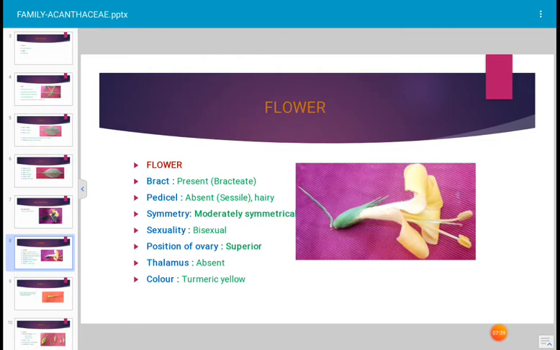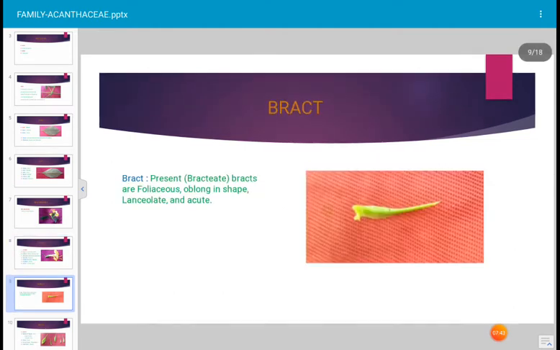Next, the color of the flower is turmeric yellow. Next slide. This is a bract of the flower. This leafy structure occurs at the base of the flower and is called a bract. Bract is present, hence the flower is called bracteate, as I just told you.